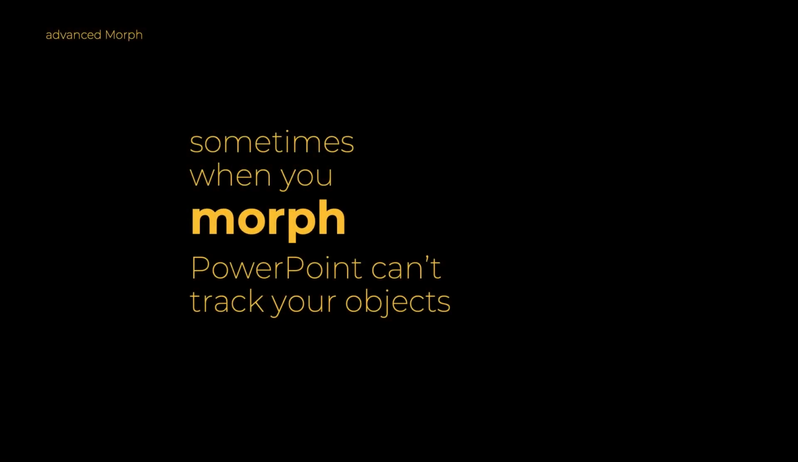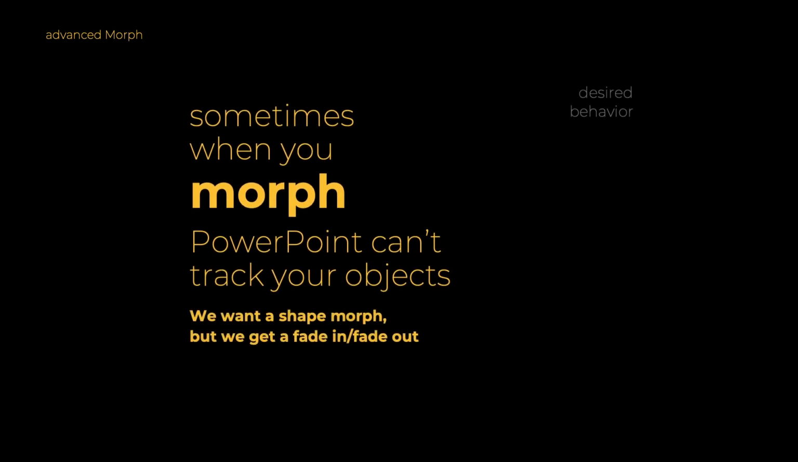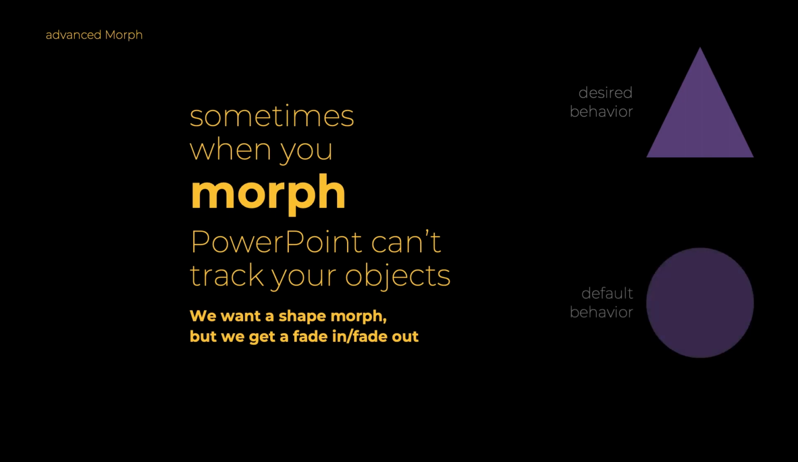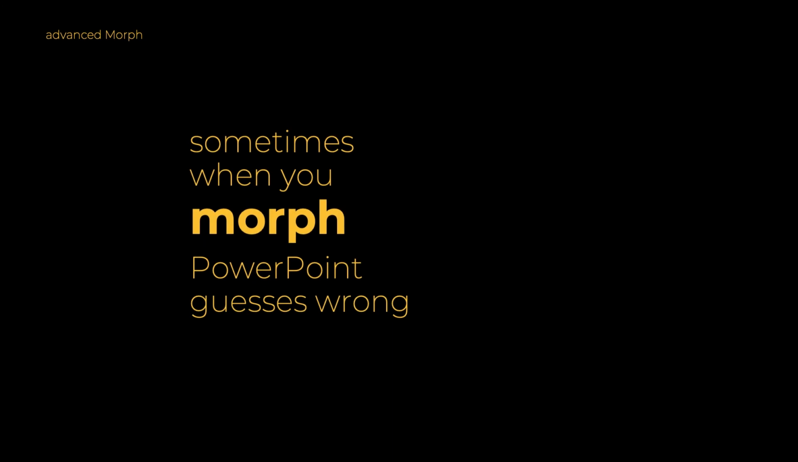So sometimes when you morph, PowerPoint can't track your objects. Like, you want a shape morph. Like here, we've got a circle, and we want it to turn into a triangle. Nice, great. But instead, the default behavior, it does a fade in, fade out. It can't figure out what you're doing. Sometimes when you morph, PowerPoint's going to guess wrong.